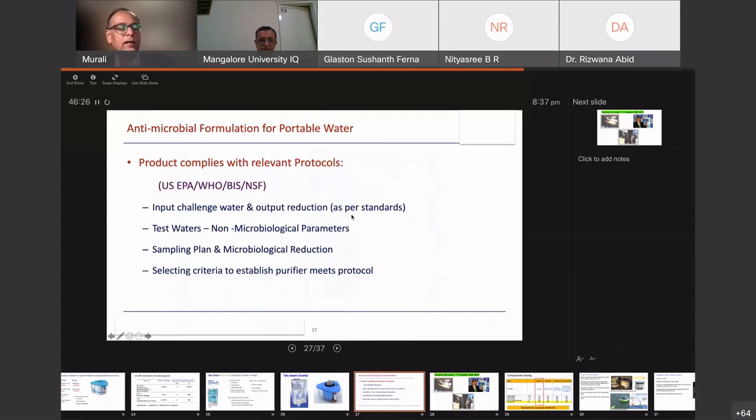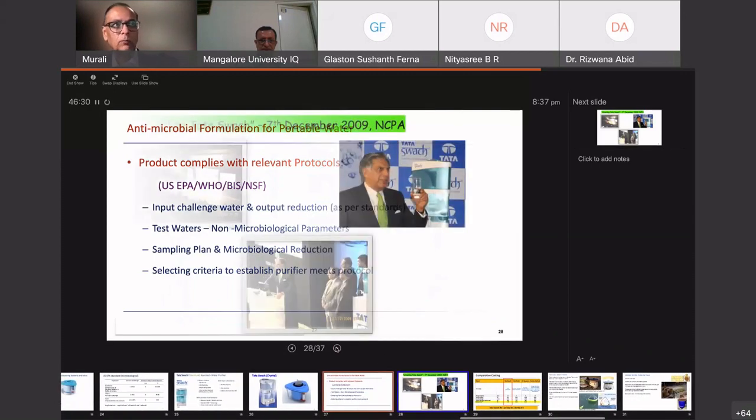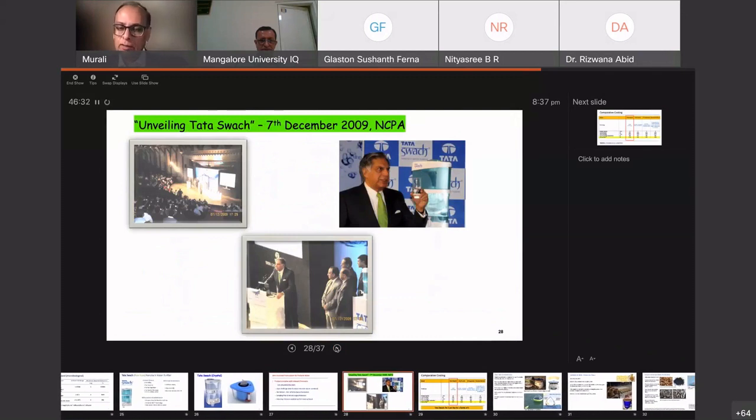So the US EPA guidelines, we followed all the protocols and we got all the approvals across the globe. And in 2009, the product was launched by Mr. Tata. He doesn't come and launch many products for the Tata Group unless he actually passionately believes in it. So he came and launched this product at the NCPA. And you can see me on the stage here. I looked a lot different then. That's about 12, 13 years ago.